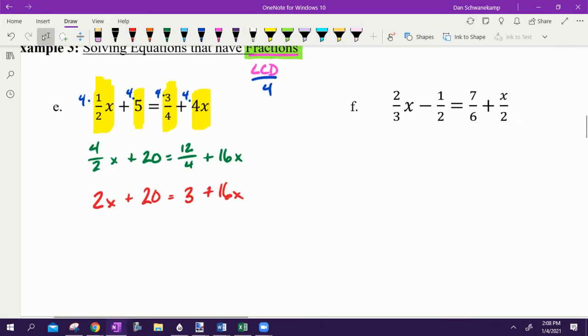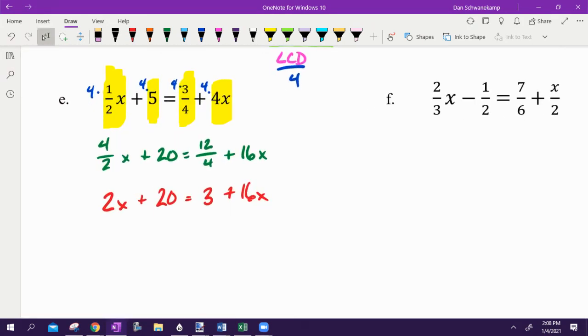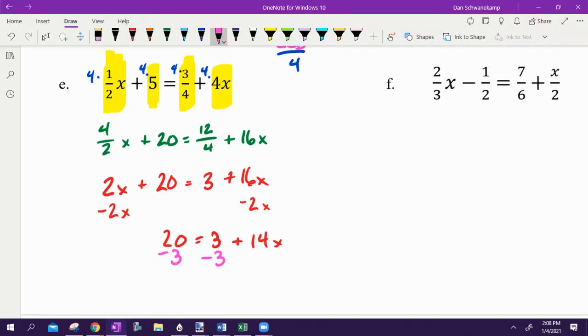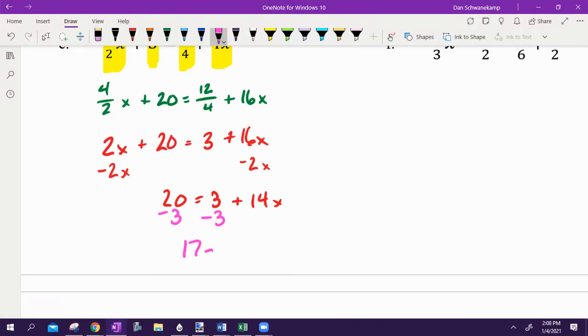Now I just solve this problem, which is exactly the same as all of the problems we've solved before. So now we just solve. Minus 2x, minus 2x. We're getting the x's on the same side. So 16 minus 2, well, that's 14x. Oh, I've got this 3 here. I want to move it to the other side. So I'm going to subtract 3, subtract 3. I get 17 equals 14x.